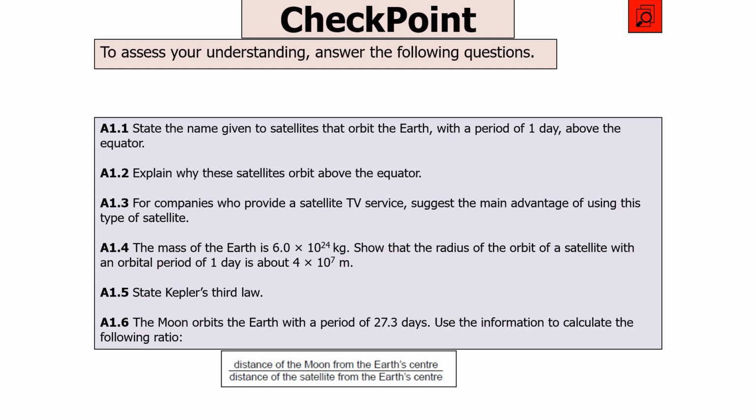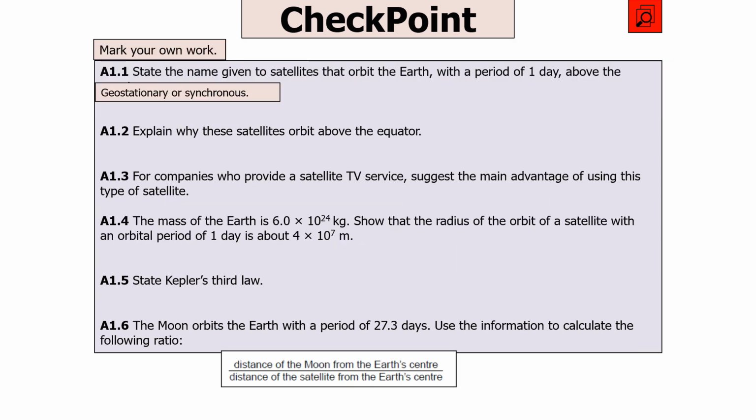And then the moon orbits the Earth with a period of 27.3 days. Use the information to calculate the ratio of the distance of the moon from the Earth's center divided by the distance of the satellite from the Earth's center. So pause the video now, then unpause the video when you want to go through your answer.